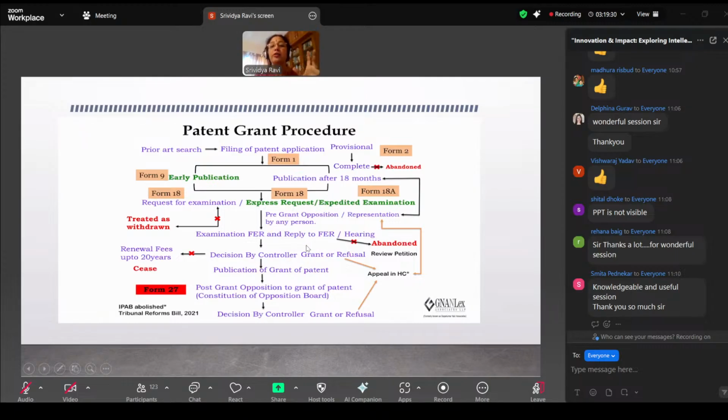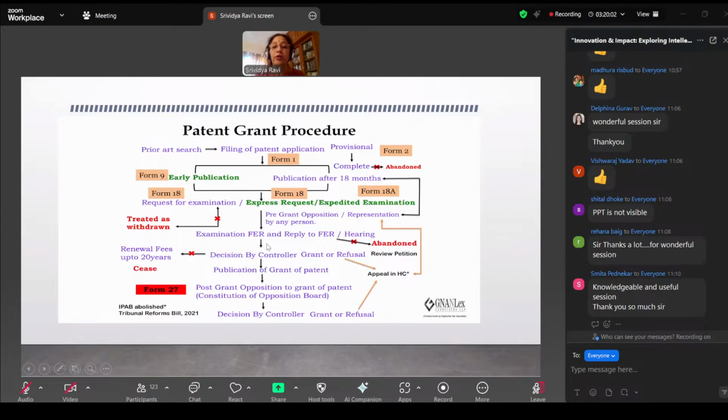So ensure that you select a patent attorney who is stable, who has a long duration of business, and who will ensure that for the entire process of patenting, from step one of prior search till the decision by the controller, your patent attorney is there throughout the process, hand holding you and ensuring that you are abiding by all the requirements. Now, what happens when you reply to the FER or you attend the hearing?